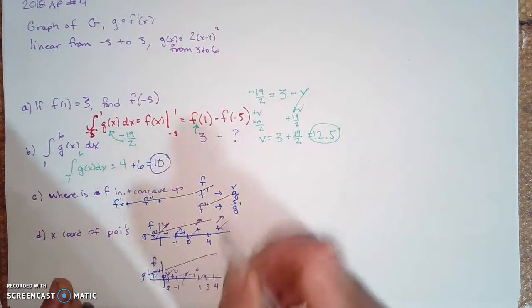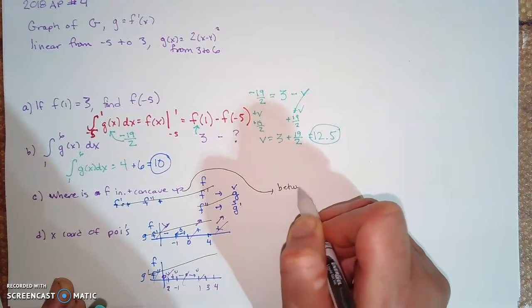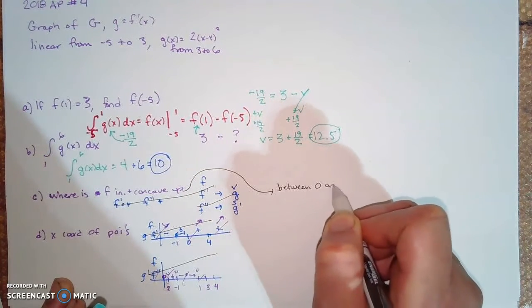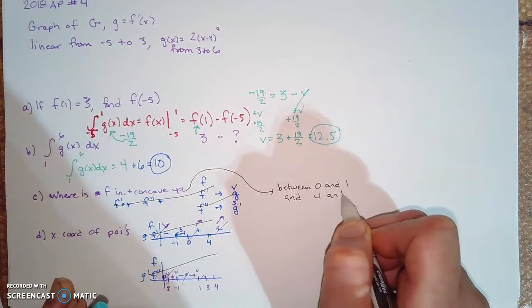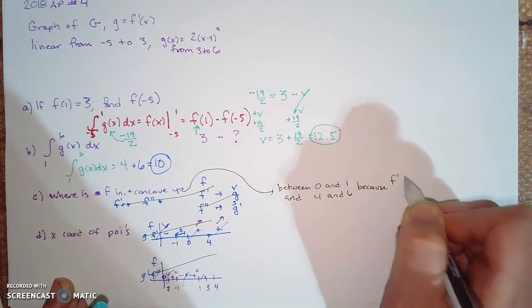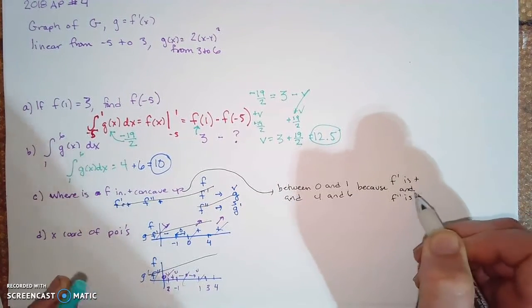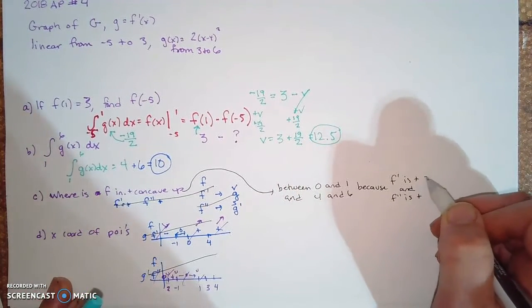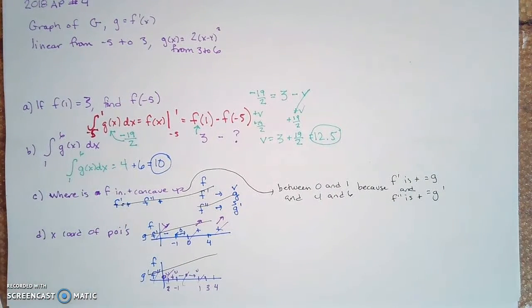I agree with you. So where is it increasing and concave up? It's between 0 and 1 and 4 and 6. And what's the reason? Because f prime is positive and f double prime is positive. You can add the extra information about f prime equals g and f double prime equals g prime. That does not have to be in there to solve that problem. It could be just that info. Thank you for the tip on making that problem a little bit quicker.